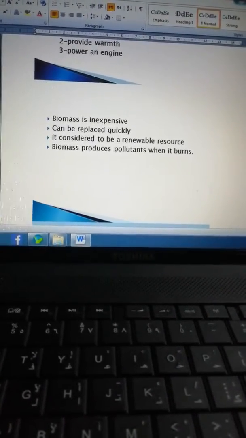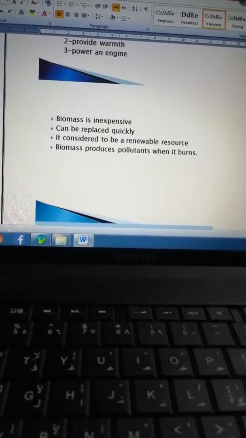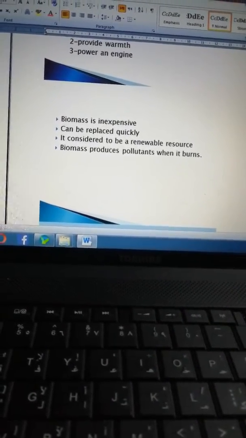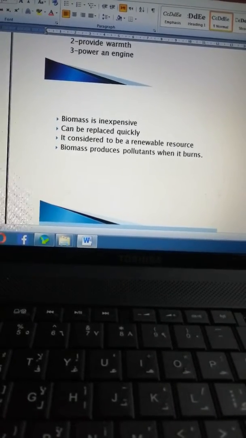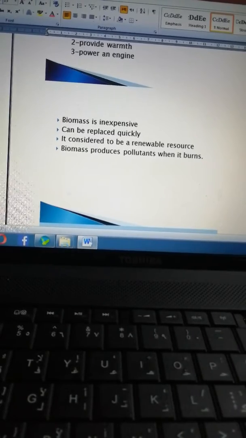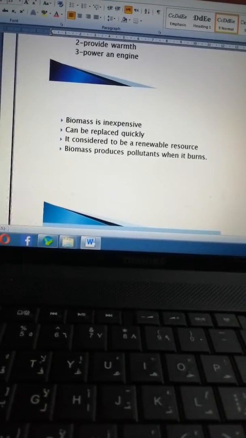Biomass is inexpensive and can be replaced quickly. It's considered to be a renewable resource, but it produces pollution when it burns.